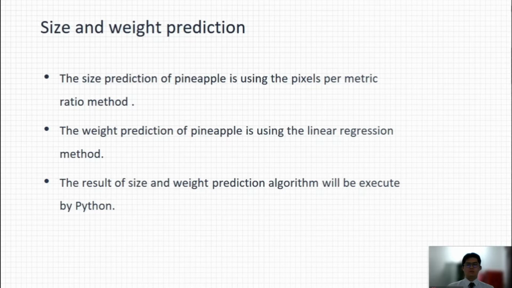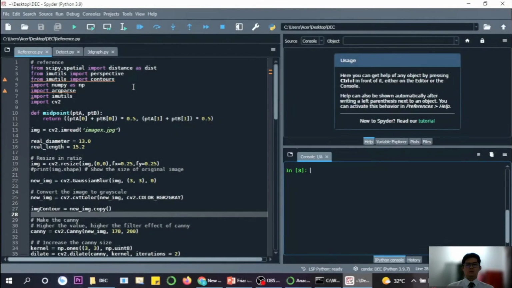Next is the size and weight prediction. The size prediction of the pineapple uses the pixel per metric ratio method. The weight prediction of the pineapple uses the linear regression method. The results of both prediction algorithms will be executed by Python. First is to detect the reference image to get the pixel per metric ratio.